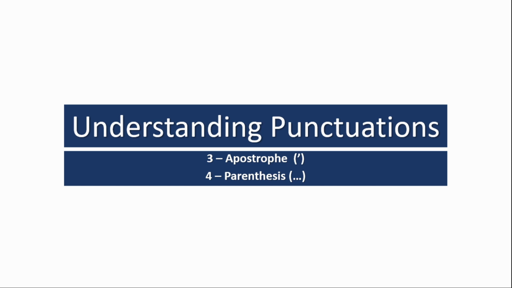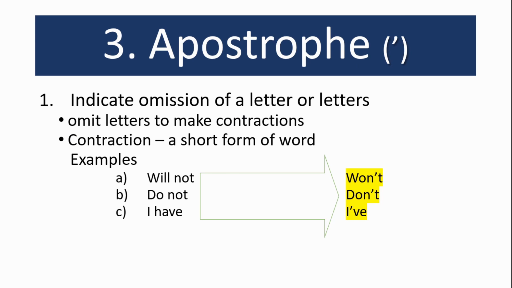Today we'll move forward and discuss the sign of apostrophe along with the parenthesis. Dear viewers, the punctuation mark of the apostrophe is used to indicate the omission of a letter or letters. We omit letters, especially when we make contractions. A contraction is a short form of a word or combination of words that are often used instead of the full form in spoken English.